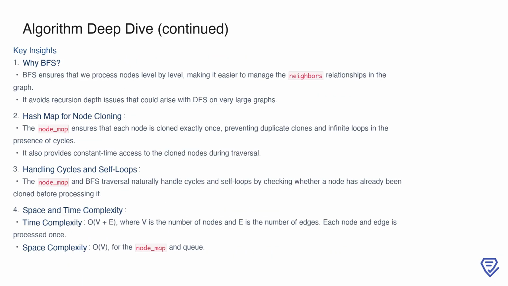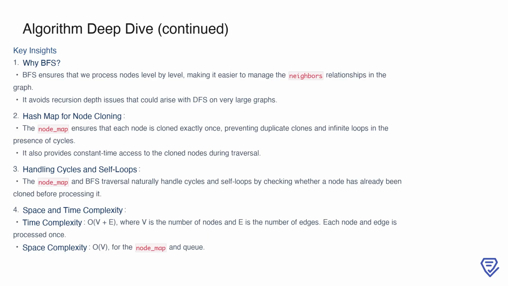BFS is particularly well suited for this problem because it processes nodes level by level, which simplifies maintaining the neighbors' relationships in the cloned graph. Another advantage is that BFS avoids the potential stack overflow issues that could arise with a depth-first search on large graphs. The use of the hash map, node_map, is crucial for ensuring that each node is cloned exactly once. This prevents duplicate clones and avoids infinite loops when the graph contains cycles or self-loops.